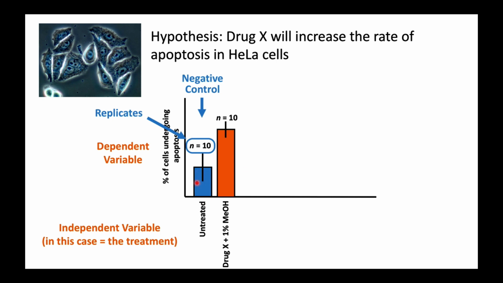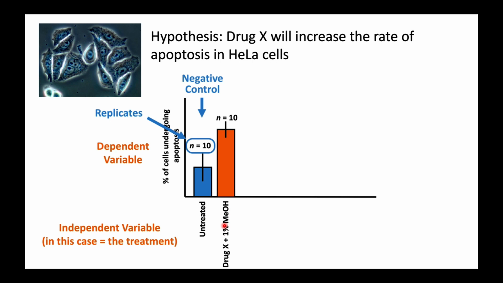We've got a negative control with a number of replicates. We've got our treatment with a number of replicates, so we can start to make some comparisons. But there are still things we could do to improve this experimental design. One of the things here is we've actually added two things compared to our untreated cells. We've added the drug, but we've also added the methanol because of the chemistry of the molecule.